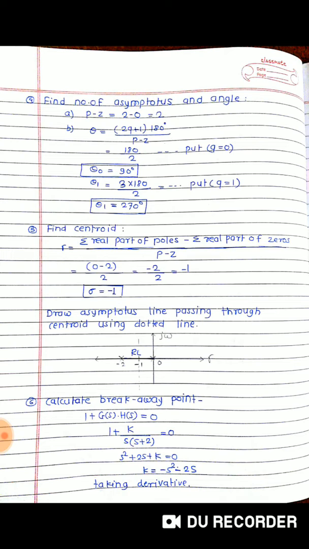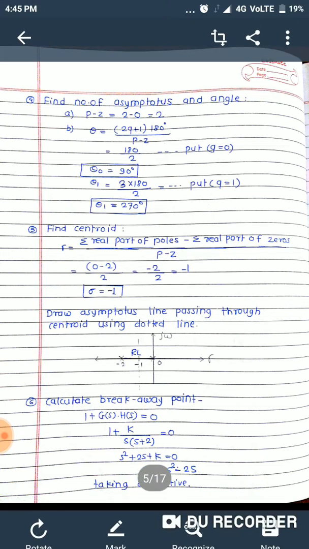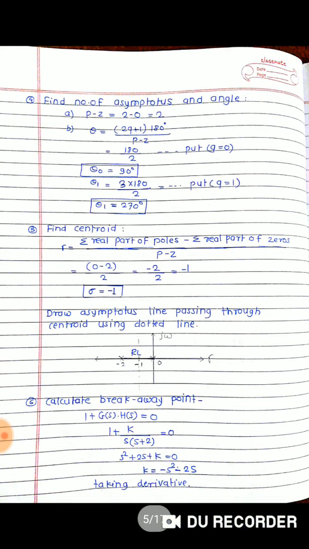It means that we will draw the asymptote line which will cross the root locus at minus 1, as the centroid is at minus 1. And then next step is we will calculate the breakaway point. For finding the breakaway point, we have to consider the characteristic equation 1 plus G of s into H of s is equal to 0.